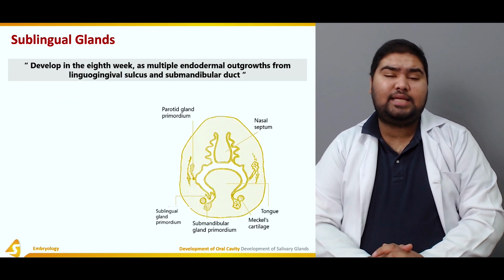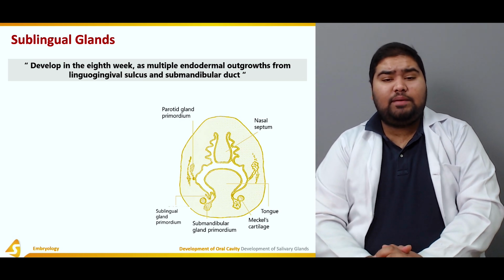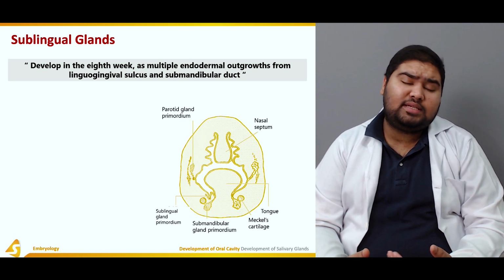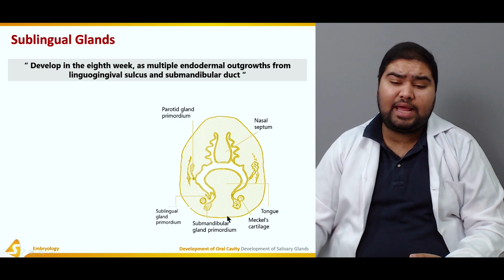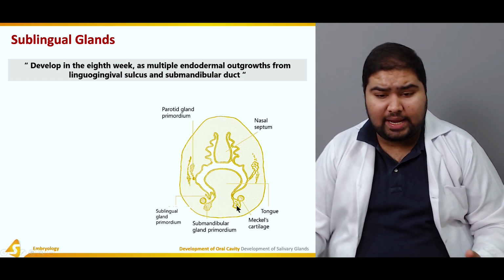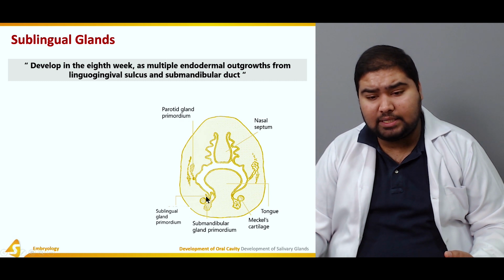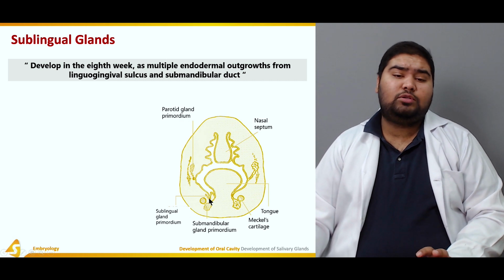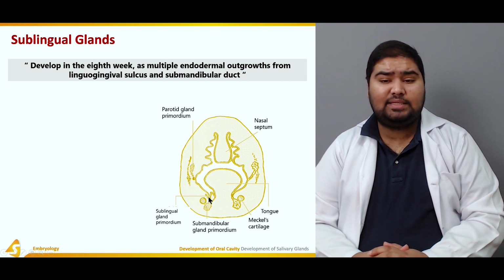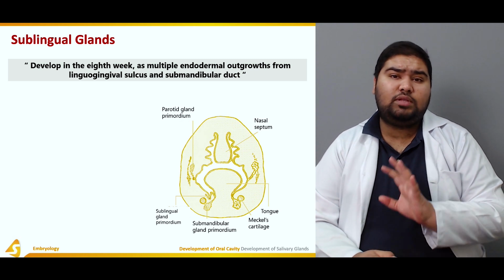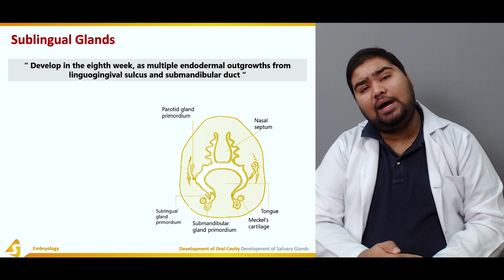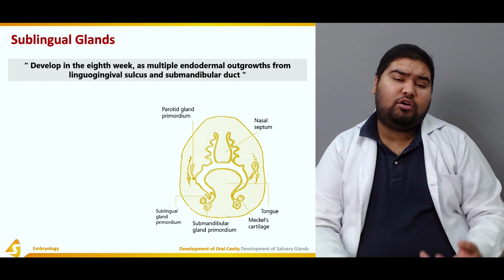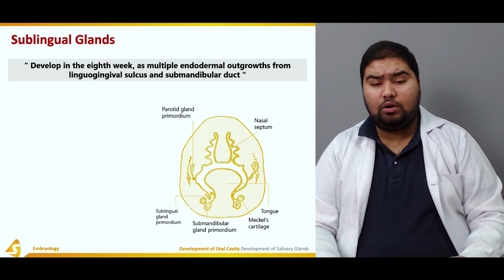Now let's talk about the sublingual glands. They develop in the 8th week, so they are the last of the major salivary glands to develop, as multiple endodermal outgrowths. So again, endodermal in origin, and here you can see they are multiple in number. These outgrowths are from the lingogingival sulcus and submandibular duct. So that is formed at the last stage of development of the oral cavity. They are formed from the floor of the mouth, and they are endodermal in origin.